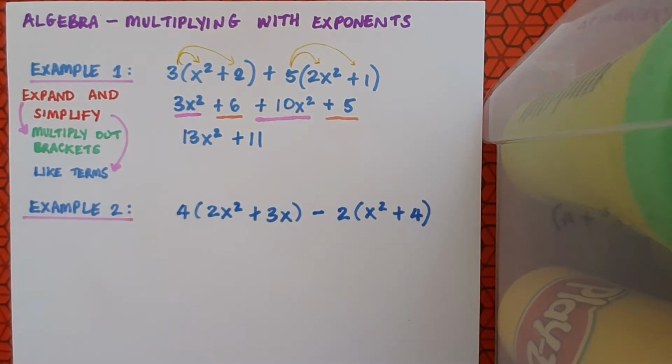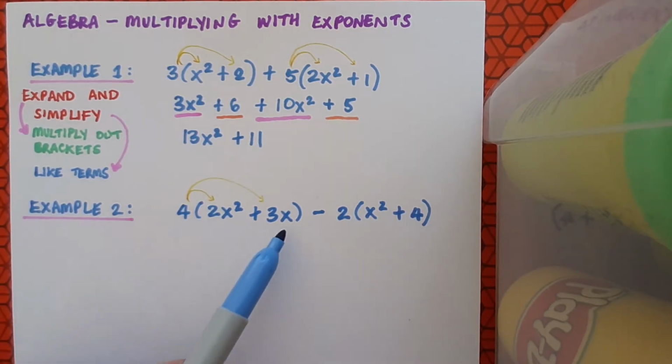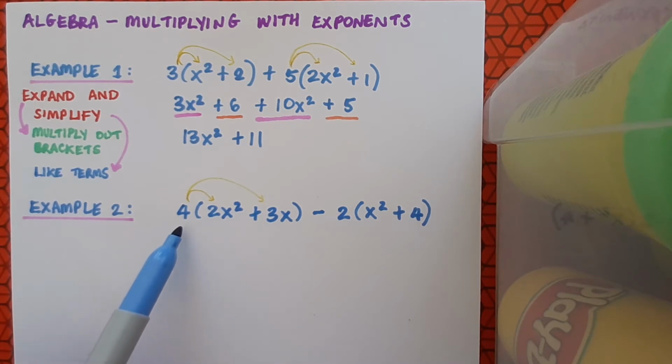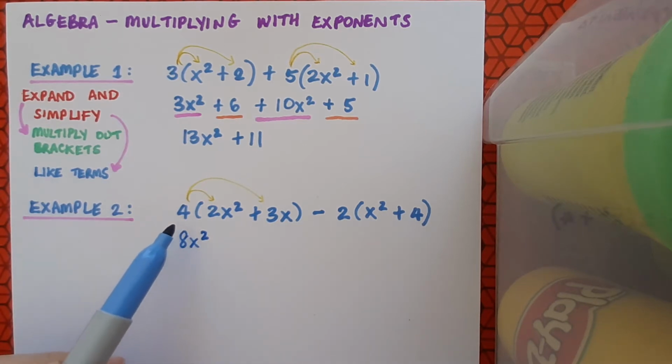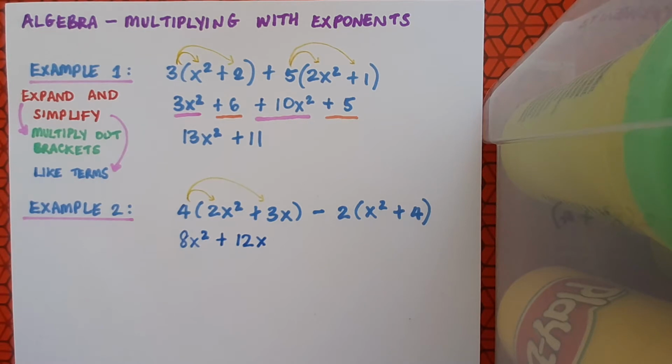Here's a second example. Again, pause the video here and see how far you can get yourself. And then play and check and see if you're correct. So I'm going to start by multiplying the 4 by each term in the bracket. So 4 by 2x squared is going to give me 8x squared. And then 4 by 3x is going to give plus 12x. So I've finished now with the first bracket. And now I'm multiplying out the second bracket.